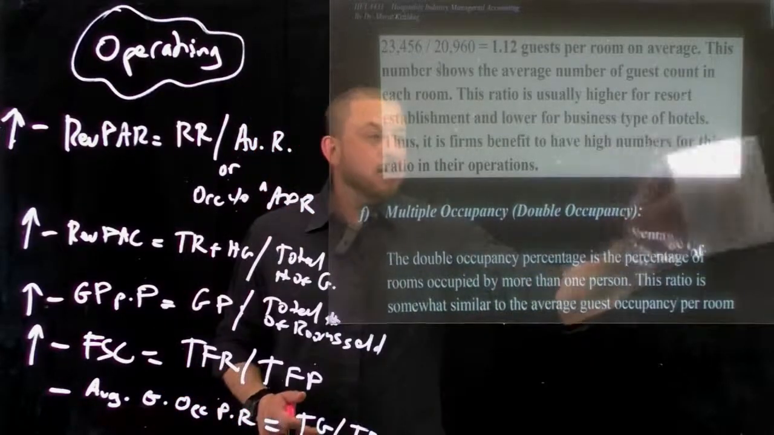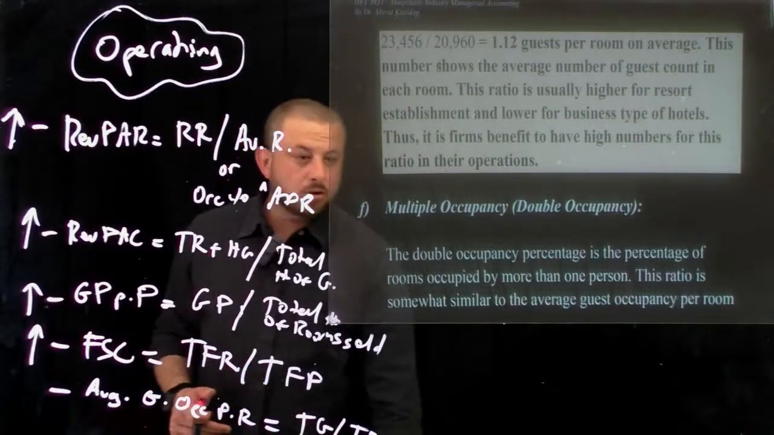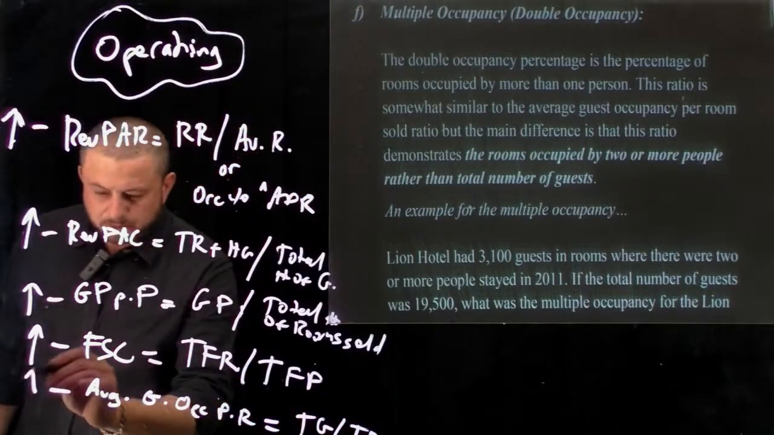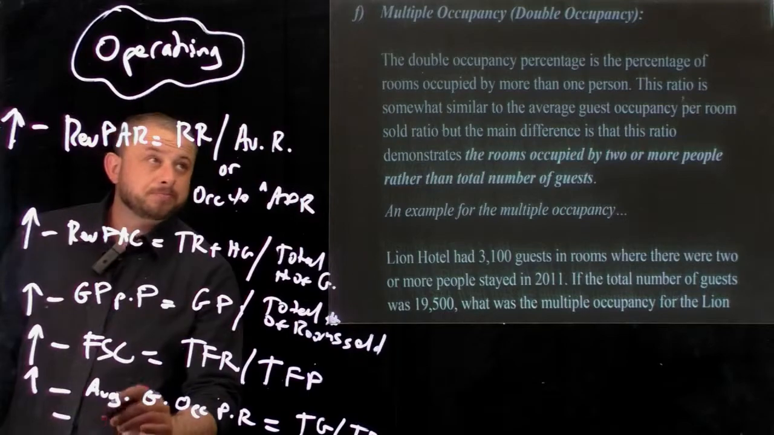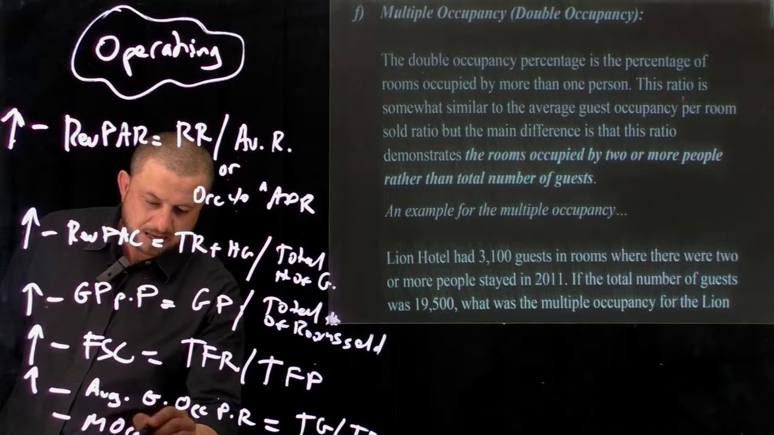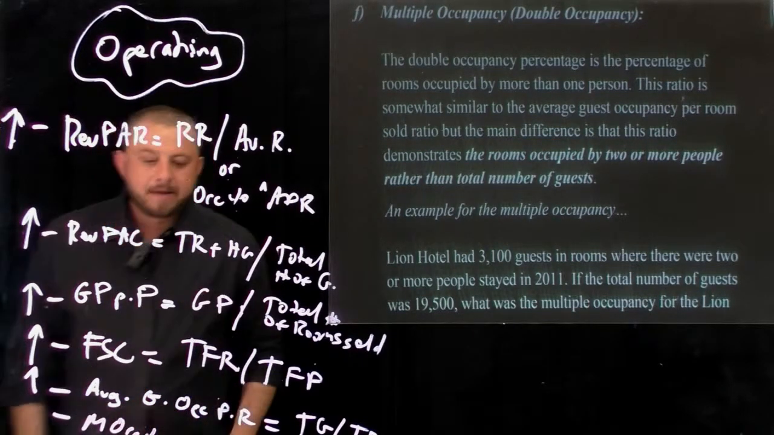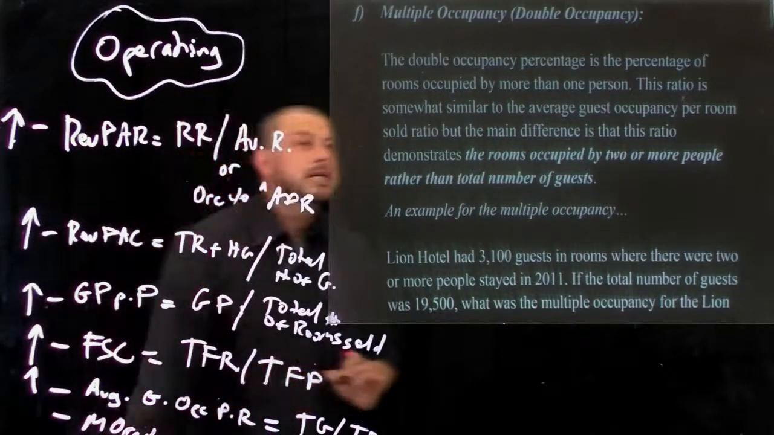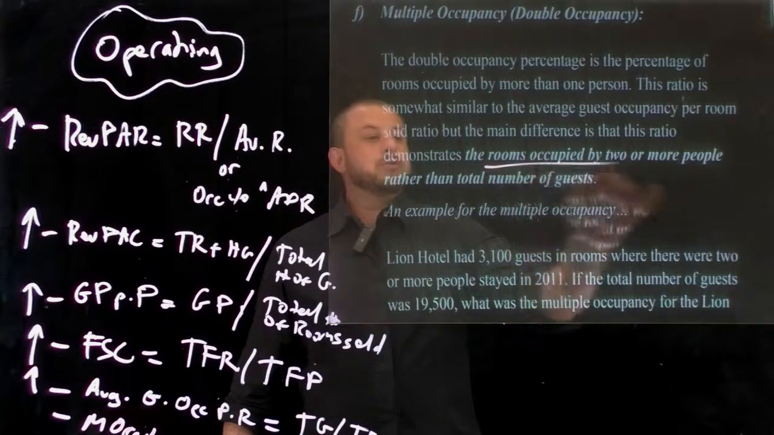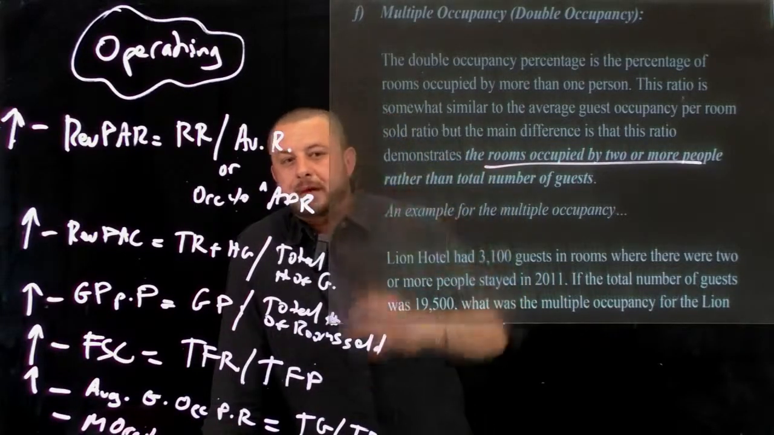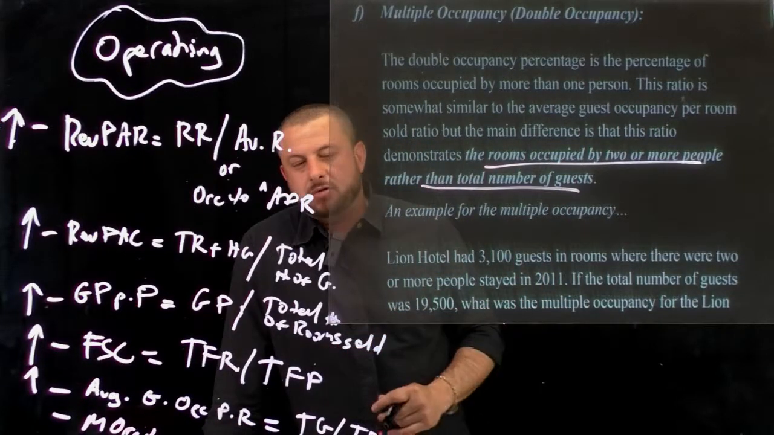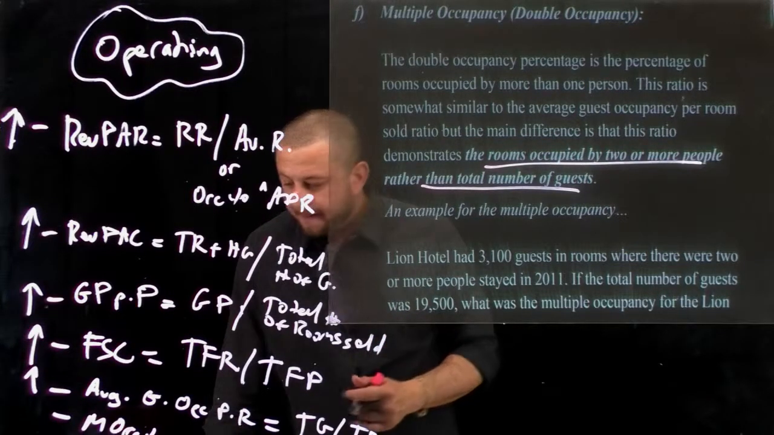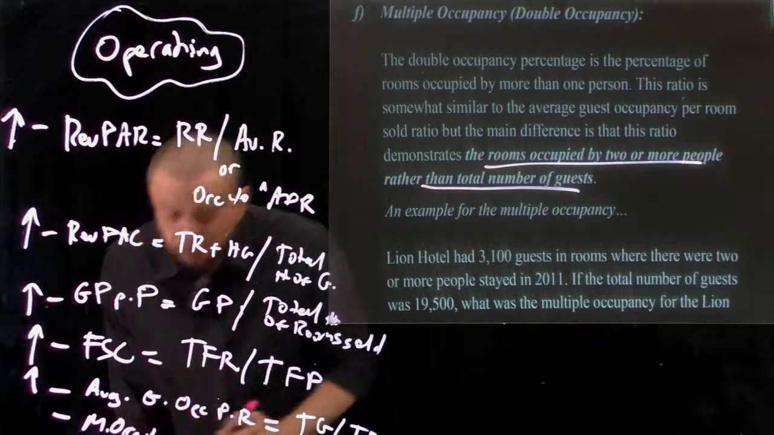Another ratio we have is the double occupancy or multiple occupancy ratio. You want this pretty high. It is related to, let's say, multiple occupancy percentage. Multiple occupancy, let me just put that here. It shows how many rooms are occupied by 2 or more people out of the total number of guests. Sometimes you want this because multiple occupancy gives you an idea for pricing.